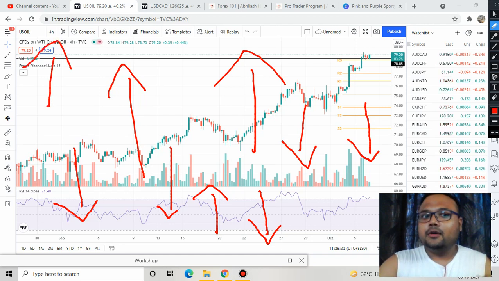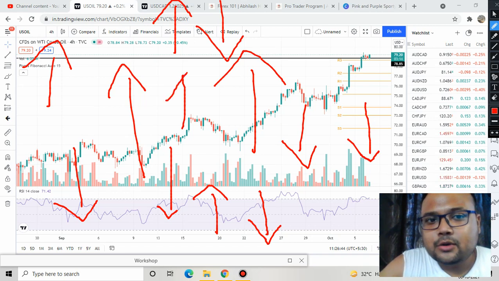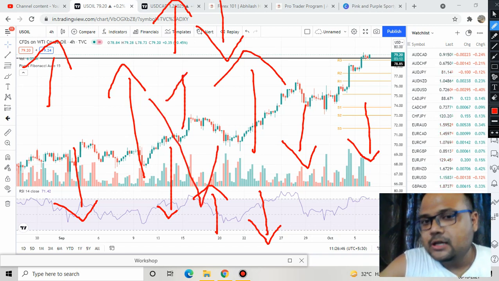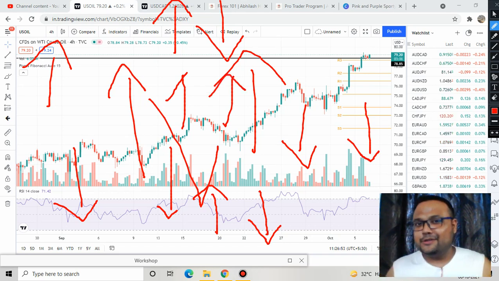If the dollar goes up, USD CAD goes up. When the dollar goes down, USD CAD goes down. When the crude oil price goes up, USD CAD goes down. When the crude oil price goes down, USD CAD goes up. So things are very much confusing here, isn't it?